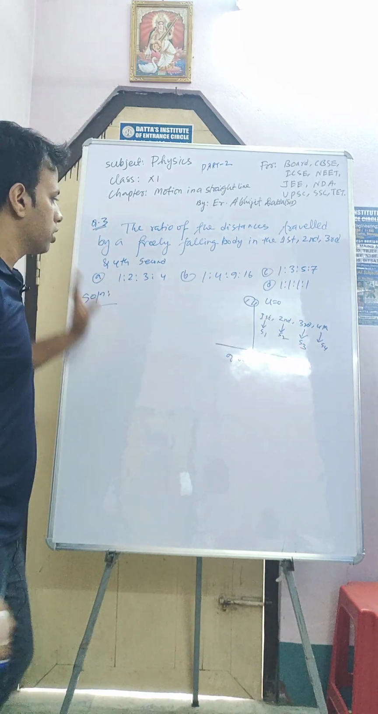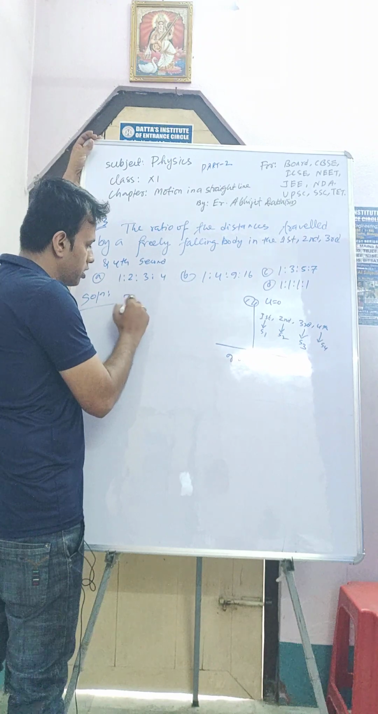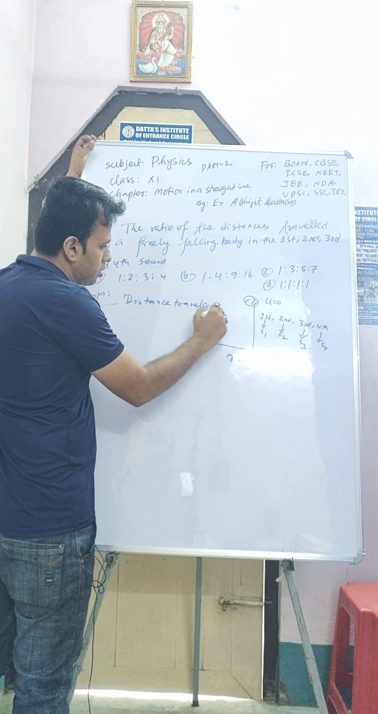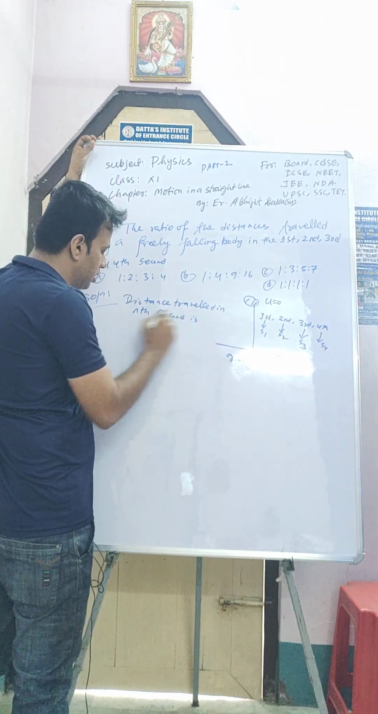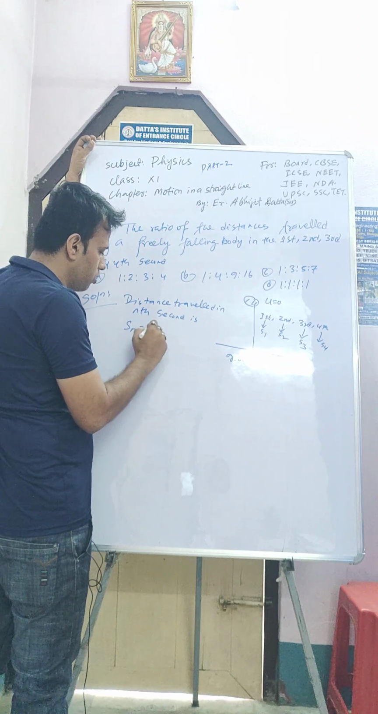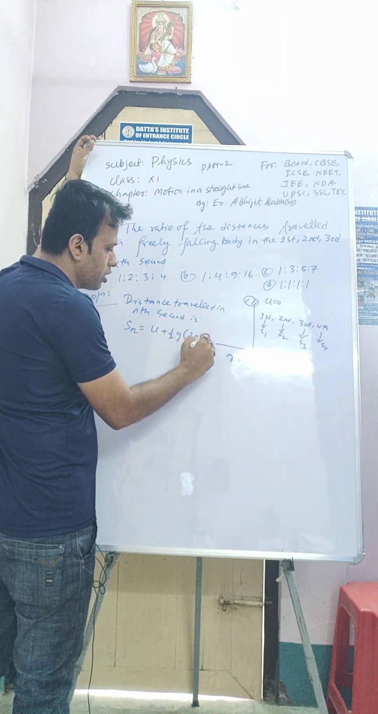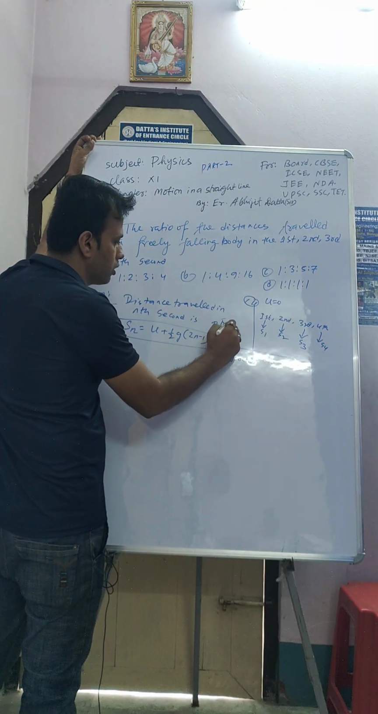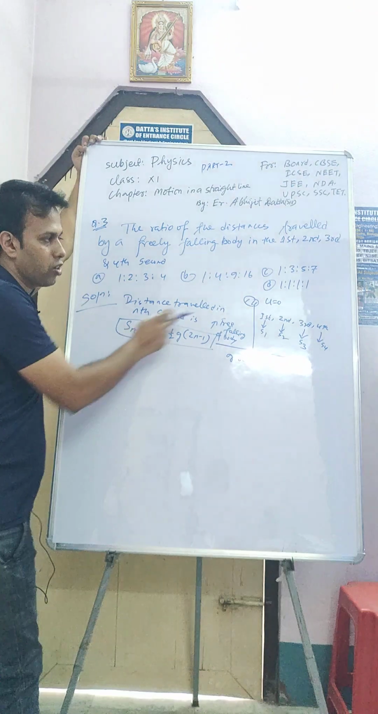Now the question is, when a body travels in the nth second, what is the formula for the distance traveled in the nth second? Sn equals u plus half g into (2n minus 1) in case of free fall, for a freely falling body. Okay, so for a freely falling body, u is always 0.